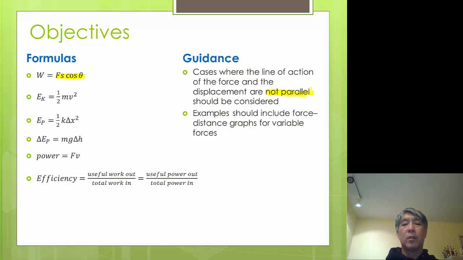We have a new formula here in terms of efficiency. It's basically just a number from 0 to 100. You can be 100% efficient. Not likely, as a system that is 100% efficient would imply kind of a perpetual motion machine, which is not a possibility. We'll also be looking at force distance graphs as shown here when force is not constant.